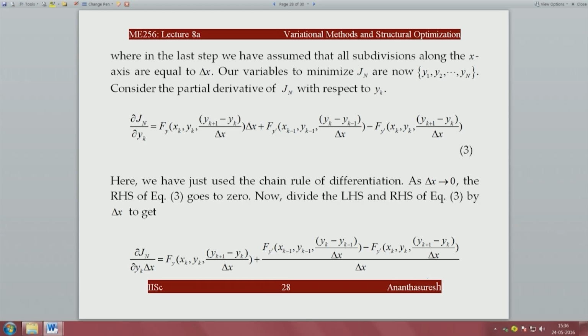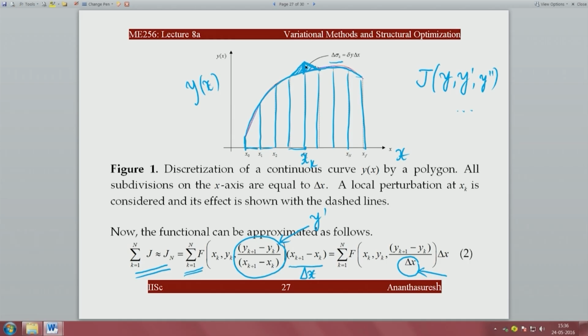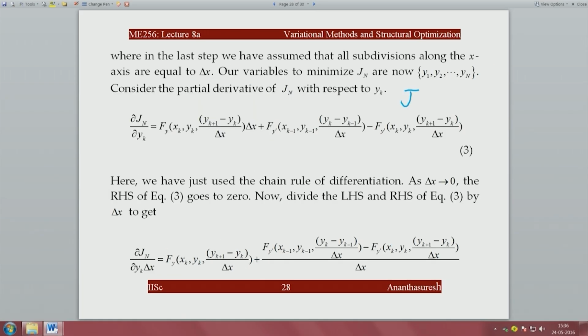Now, this particular thing we have to take the partial derivative of with respect to y_k. What happened is that our functional J, which was a function of the continuous function y, is now a function of y_1, y_2, ..., y_n, which are the heights that I put. This is y_0, this is y_1, this is y_2 and so forth. I can take the derivative of this, because you want to minimize that functional with respect to, let us say, a particular k. It is a normal partial derivative.